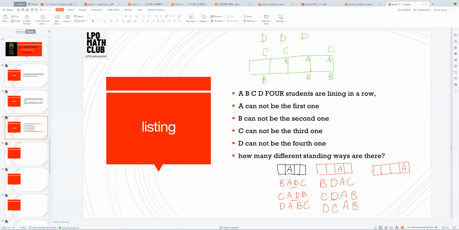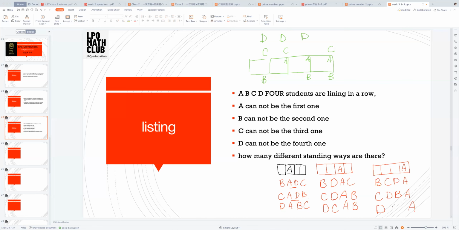Let's take a look at when A is the last. If A is the last, who can be the first? I just put B at the first. C cannot be the third, so D must be the third and C here. Now I'm going to put C the first, A as the last. B cannot be the second, B has to be the third, so C, D, B, A. Last but not least, D is first, A is the last.